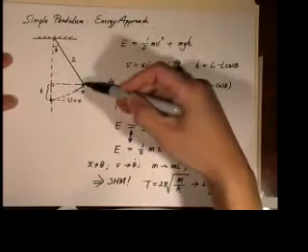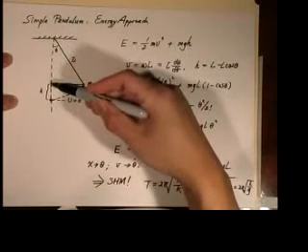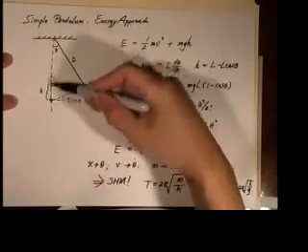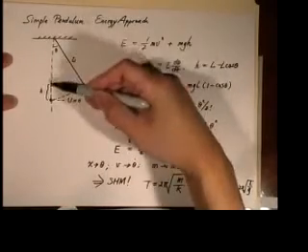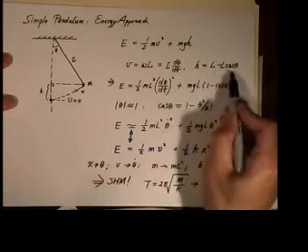This is L, the length of the string. This angle is theta, so from here to there, we have L times cosine theta. So what is h equal to? That will be the total length, which is L, minus that part, which is L cosine theta. Okay, so h equals L minus L cosine theta.